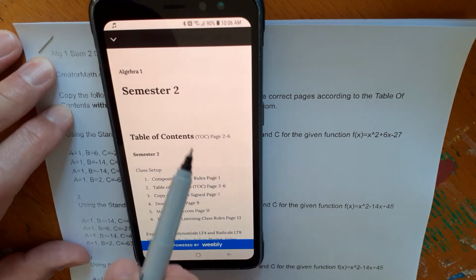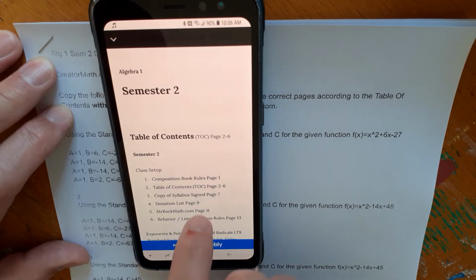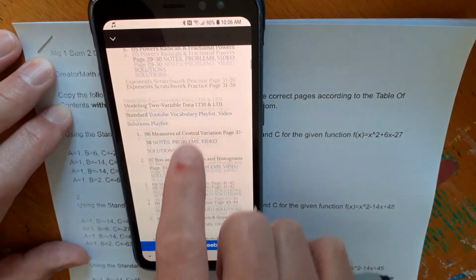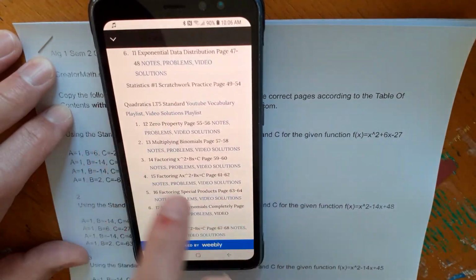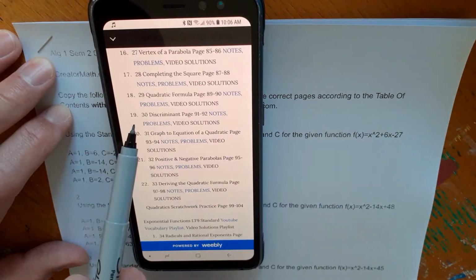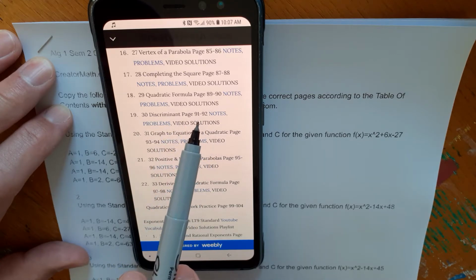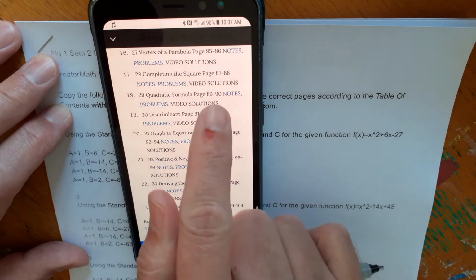This should have been copied into your pages 2 through 6 long ago. But we scroll down to this unit. This unit is Quadratics, and we are way down on the 19th lesson in this unit called the discriminant. So here are the pages it goes on in your comp book. Please check the current table of contents, not this video, because it'll probably have changed by the time you're watching this. To get notes, we click Notes.